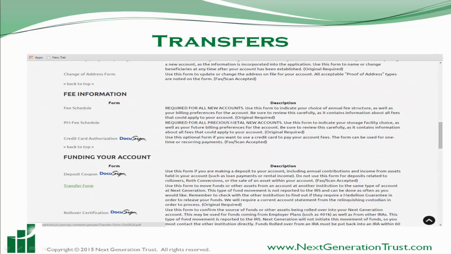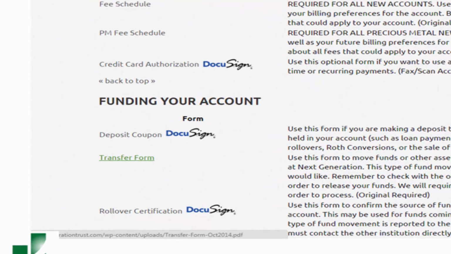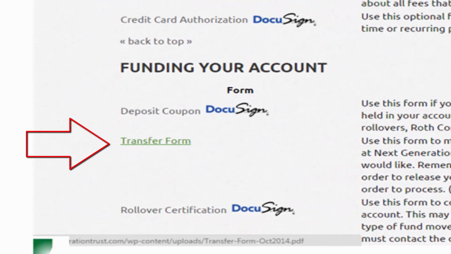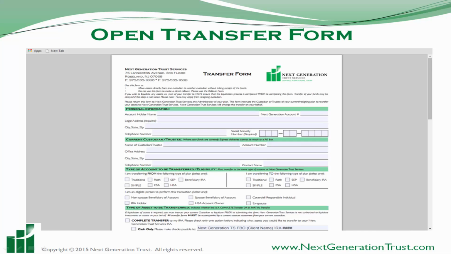For transfers into a new self-directed retirement plan at Next Generation Trust Services, you must use our transfer form found on our website under Client Forms. Next Generation then executes the transfers on behalf of our clients' IRAs. Transfers can occur an unlimited number of times, which is an important difference between these two types of transactions and rollovers.